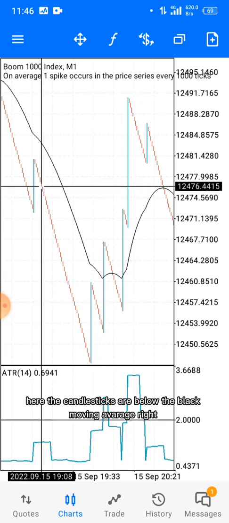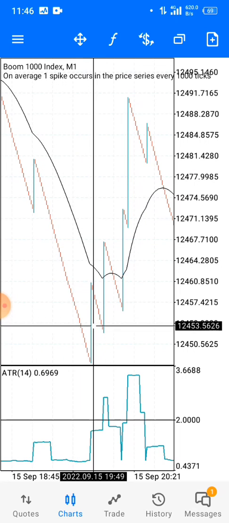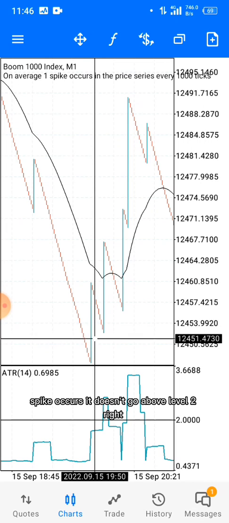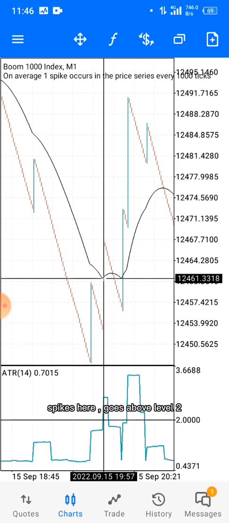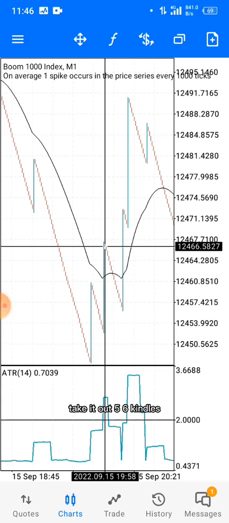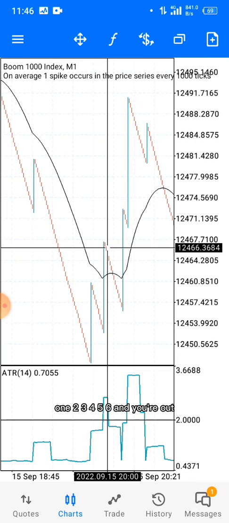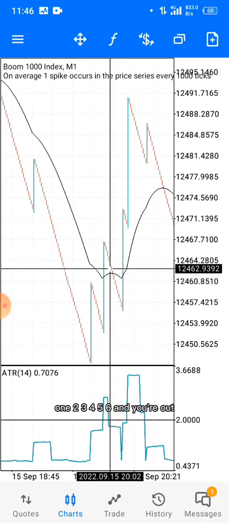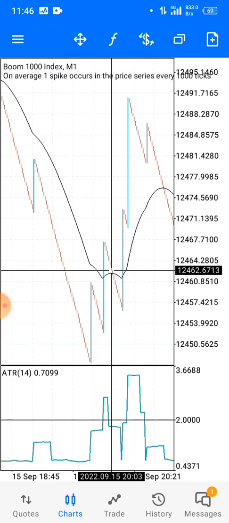Right here, the candlesticks are below the black moving average. A spike occurs, it doesn't go above Level 2. A spike occurs here, goes above Level 2. Target 5 to 6 candles: 1, 2, 3, 4, 5, 6, and you're out. This is the beauty of this strategy. You are guaranteed 5 to 6 candles each and every time, so be disciplined. Exit when 5 minutes is up. That's it. If you are not disciplined, that's not on me.